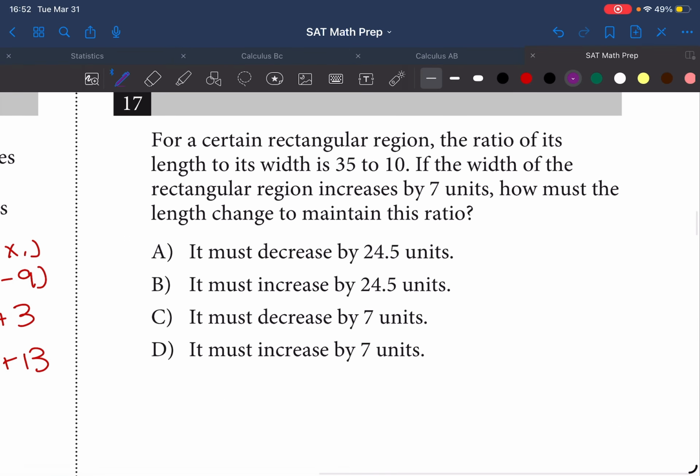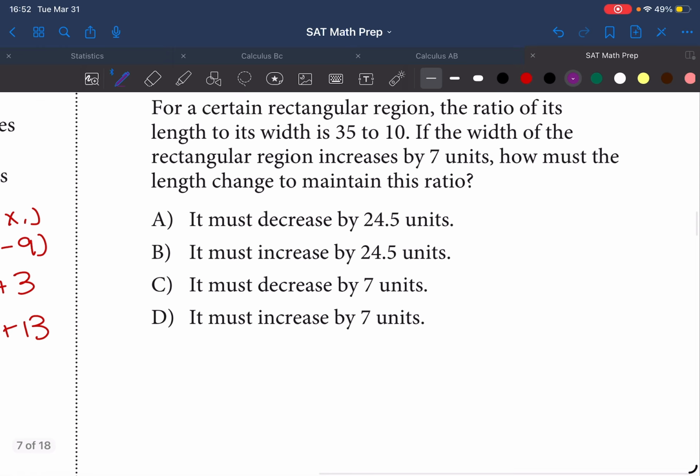Okay, next example says for a certain rectangular region, the ratio of its length to its width is 35 to 10. If the width of the rectangular region increases by 7 units, how must the length change to maintain the ratio? Okay, so this says ratio of length to width, so length over width. Okay, so if I do 35 over 10 is equal to, and it says the width increases by 7.